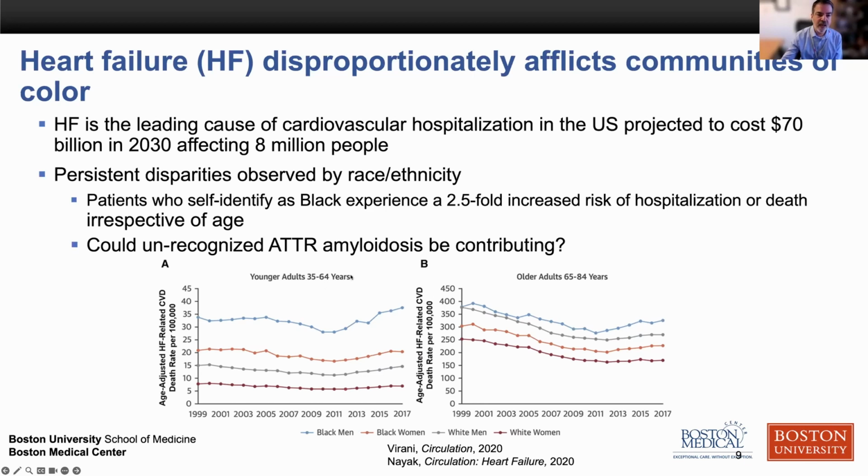And so we hypothesized, my colleagues and I, that ATTR amyloidosis, unrecognized, could be contributing to the development of heart failure. And again, that is the subject of my research, and it's critically important that we study this question because of the large number of people that are affected.